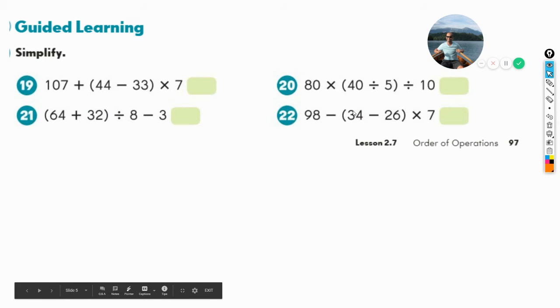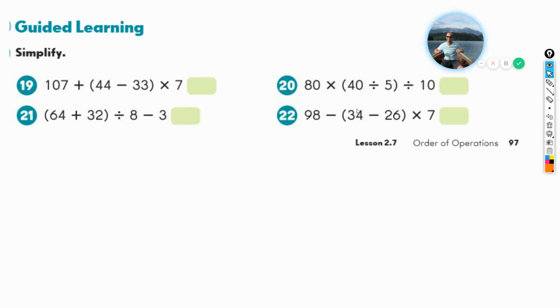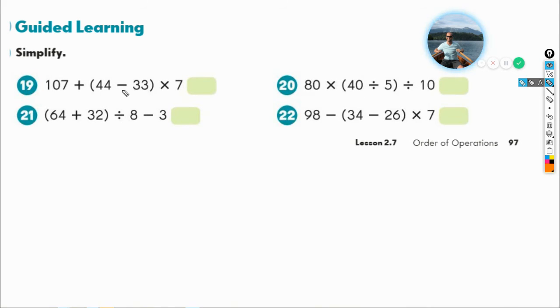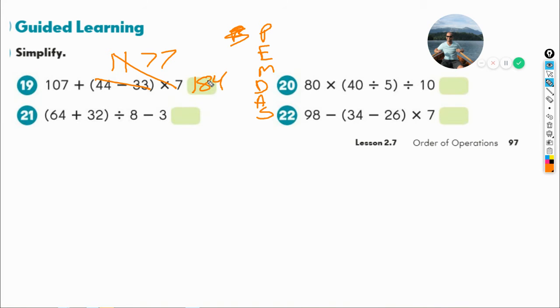Here we go. I'm going to do the first one, then I'll turn you loose to do the rest. We have multiplication, addition, subtraction, and parentheses. Remember, it's not a B. Parentheses first, I get an 11. And then I have addition and multiplication. I'm going to do multiplication first. And 107 plus 77 is 184. Please pause and do the rest, and then resume, and I'll show you how to solve the problems if you haven't done so already.